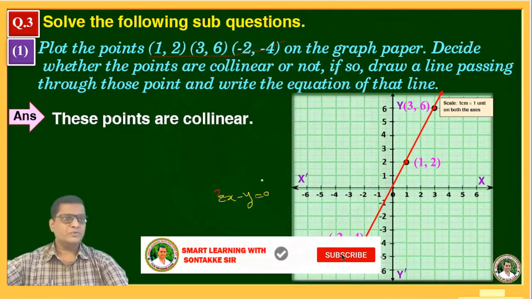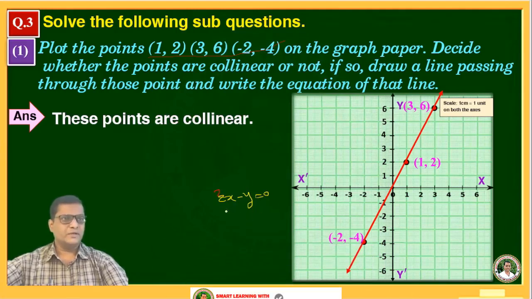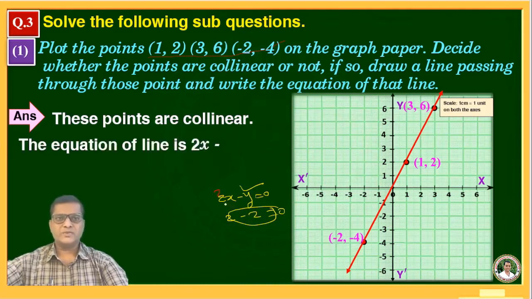If in this you substitute (1, 2), then it will satisfy the equation. 2 ones are 2, 2 minus 2 is equal to 0. In this way you can check whether these points satisfy the given equation or not. Therefore the equation of the line is 2x minus y is equal to 0. Write this equation on the graph paper, that is, the equation of the line is 2x minus y is equal to 0. This is the equation of the given line.